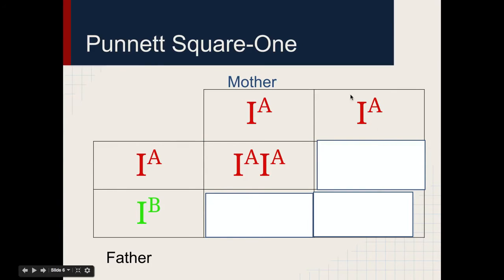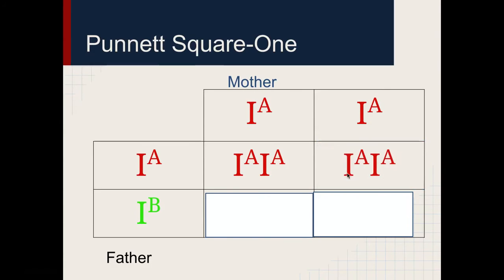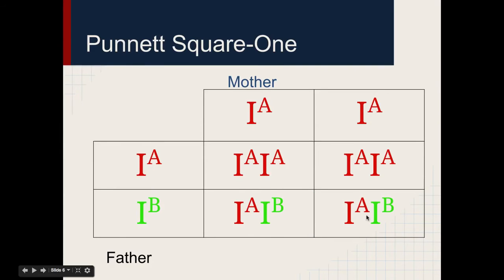We're going to take this allele from the mother and this one from the father for this box right here, and that will also be IA, IA. We take the first allele from the mother and the second allele from the father, and we come up with this box, which is IA and IB. We'll take this one from the mother and this one from the father, and we come up with IA and IB.